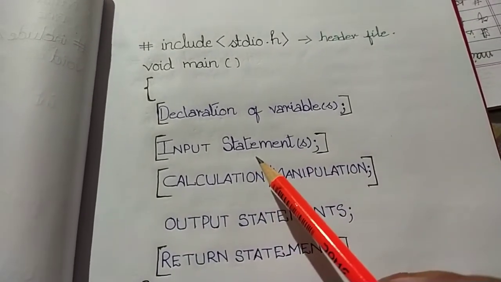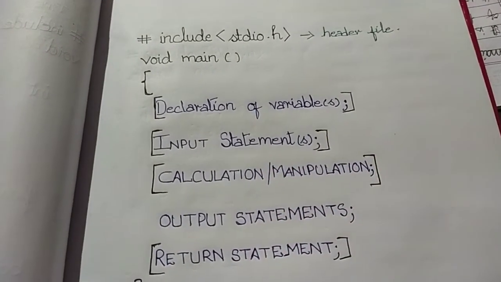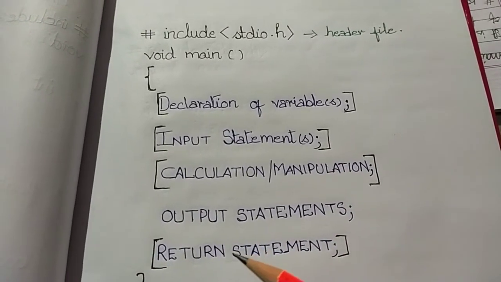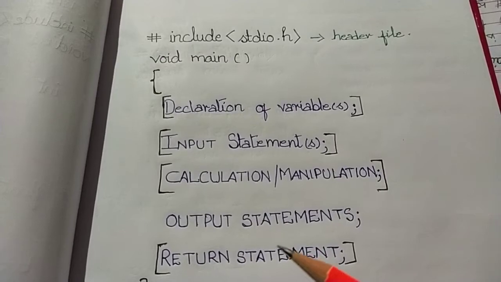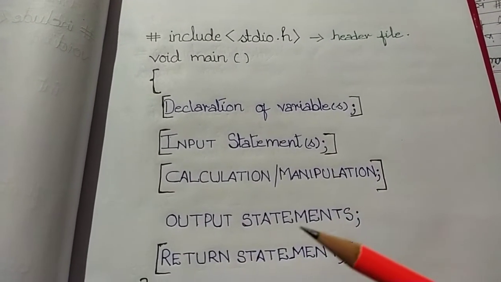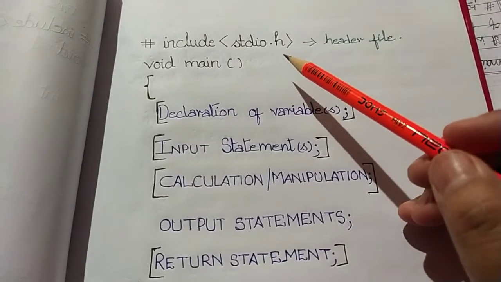Hello everyone. In today's class, I'm going to explain to you about the header file. In the previous class, I've explained to you about variables and data types, and now we will learn how to write a program. So let's see the structure of the C program.